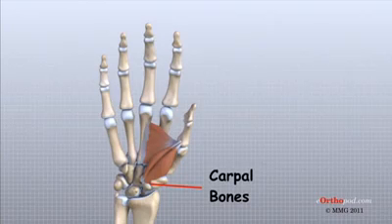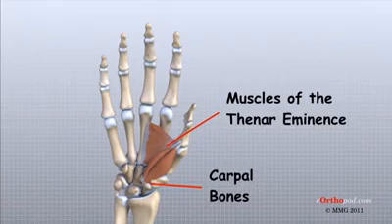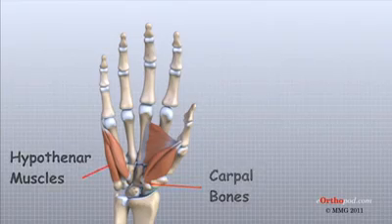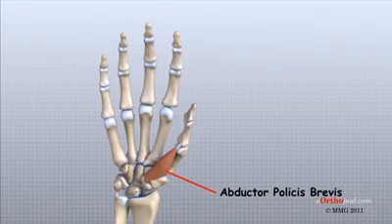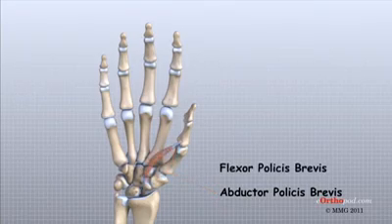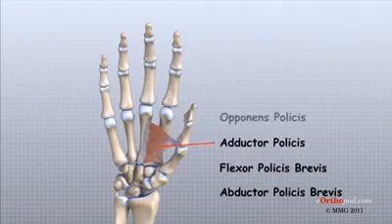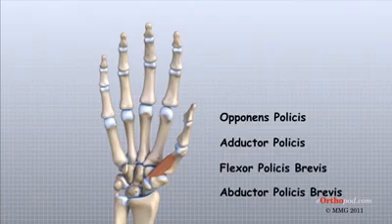The bulge of muscle at the base of the thumb in the palm is called the Thenar Eminence. The bulge of muscle at the base of the little finger is called the hypothenar eminence. 4 muscles make up the thenar eminence: the Abductor Pollicis brevis, Flexor Pollicis brevis, Adductor Pollicis, and Opponens Pollicis. Pollicis is the Latin term for thumb.